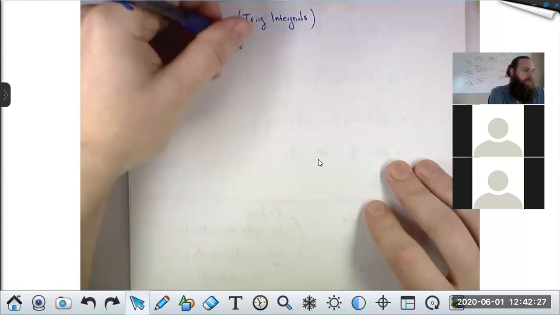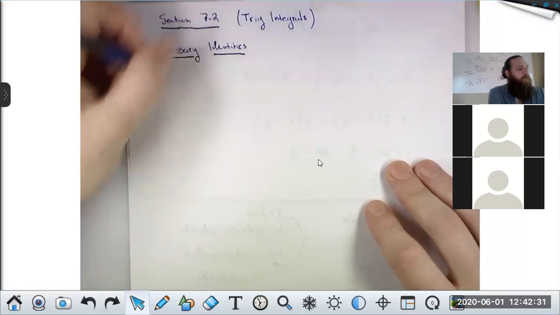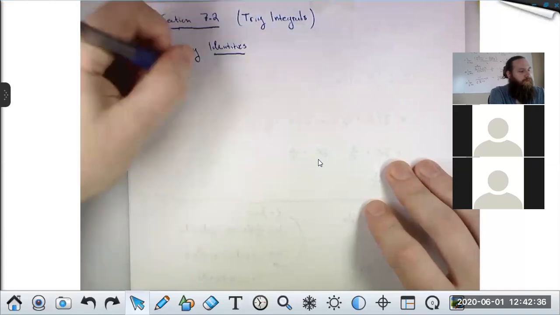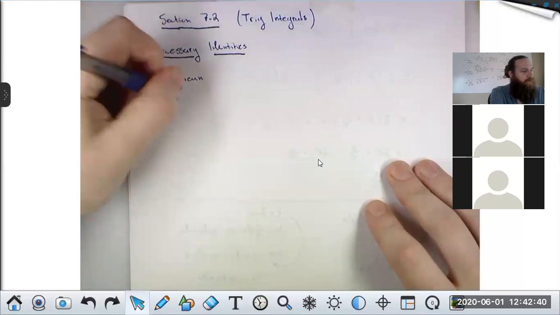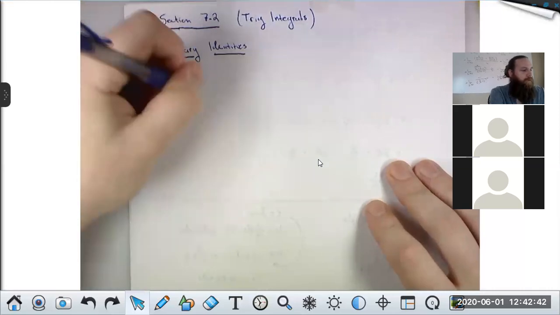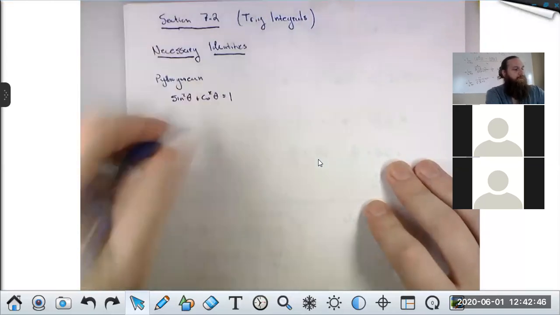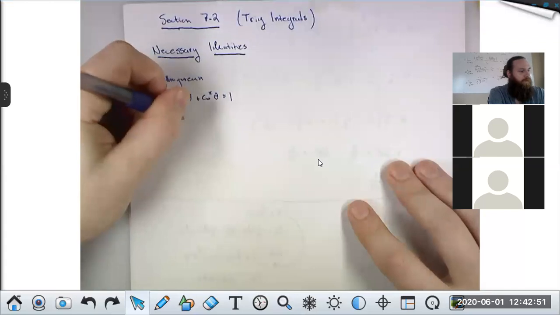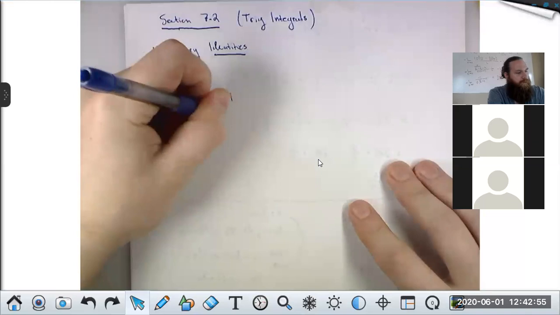So some identities that we use all the time. First, there's the Pythagorean identities. These are sine squared plus cosine squared equals 1. And if you divide through everywhere here by cosine squared, you get tan squared plus 1 equals secant squared.